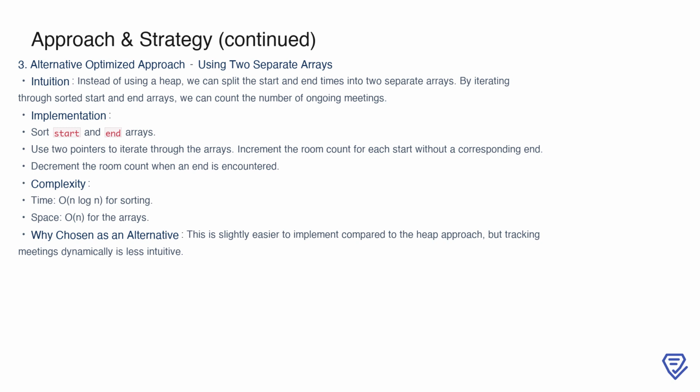The implementation involves sorting the start and end arrays and then using the two-pointer technique to iterate through them. This results in a time complexity of O(n log n) due to sorting, with a space complexity of O(n) for the arrays. While this method is slightly easier to implement than the heap-based approach, dynamically managing ongoing meetings is less intuitive. It's a solid alternative, but the heap offers greater flexibility for similar problems.